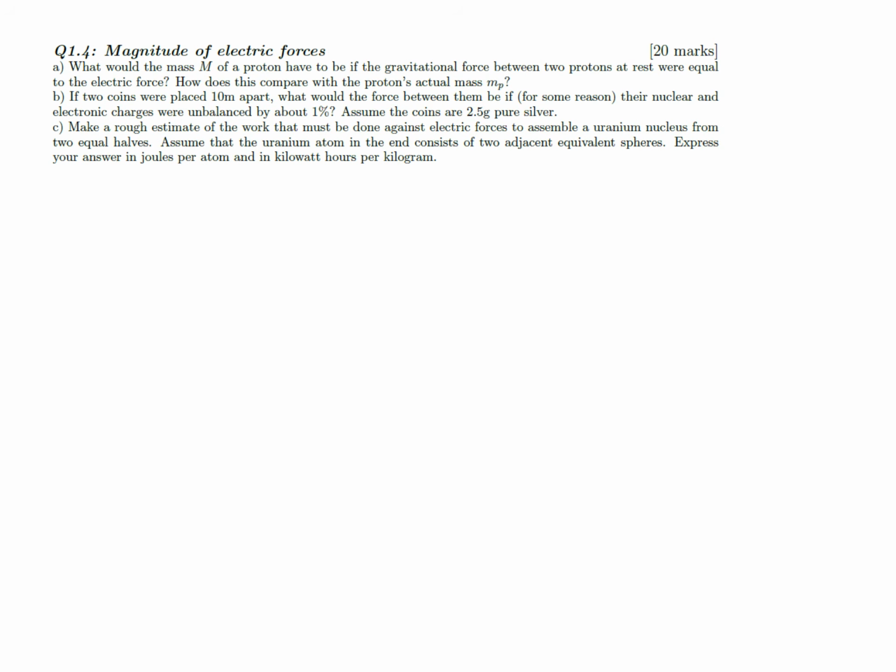Okay, so on to the last part of the question, part C. Make a rough estimate of the work that must be done against electric forces to assemble a uranium nucleus from two equal halves. And here we're to assume that the uranium atom at the end consists of just two adjacent equivalent spheres. So the idea is we've just got two spheres and we're bringing them together, and we want to know what the work must be done against electrical forces to assemble this uranium atom. And the idea here is it's some kind of crude approximation for the process of nuclear fusion.